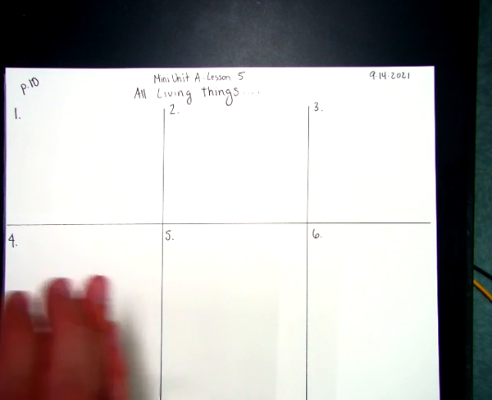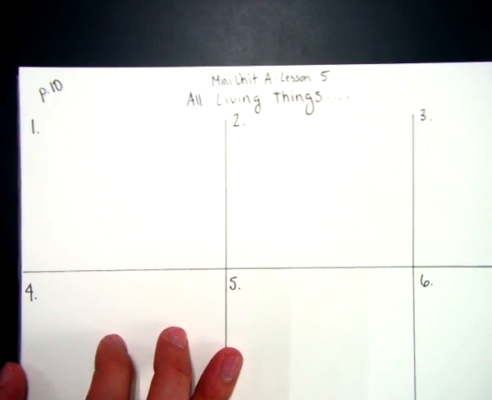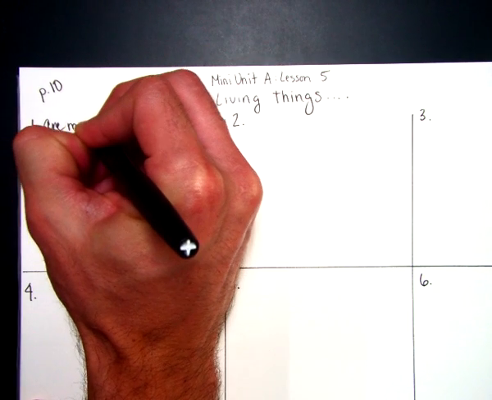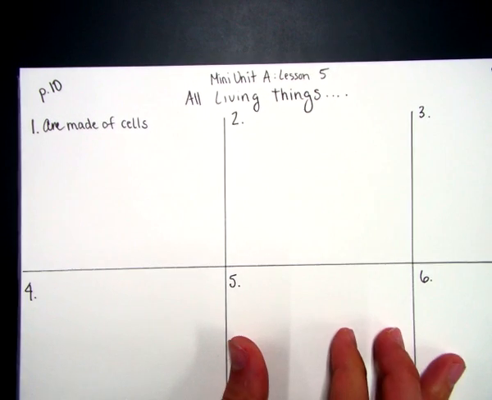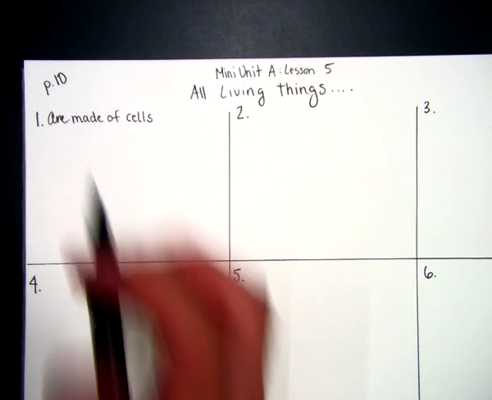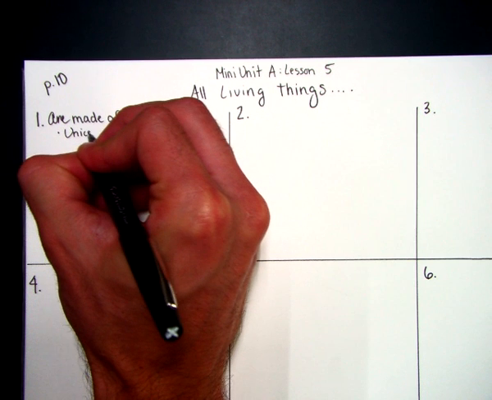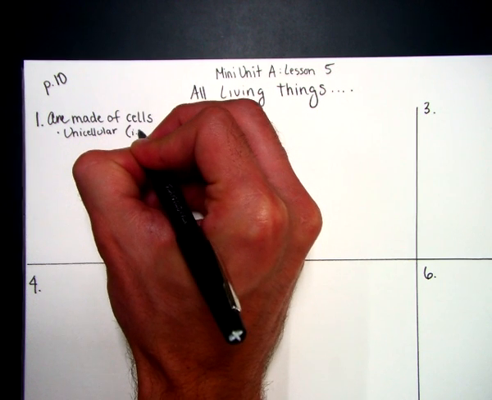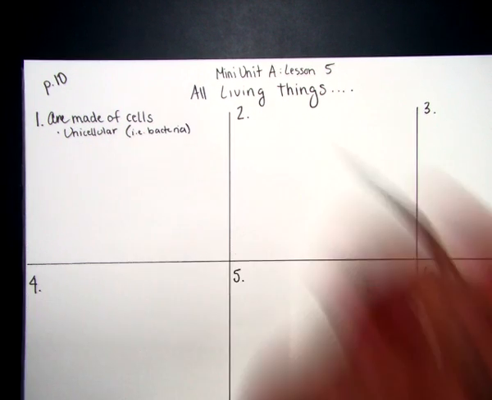Starting with number 1. Number 1 is that all living things are made of cells. Now, they can be made of one cell. There are unicellular organisms, such as bacteria. It's an example of a unicellular organism.